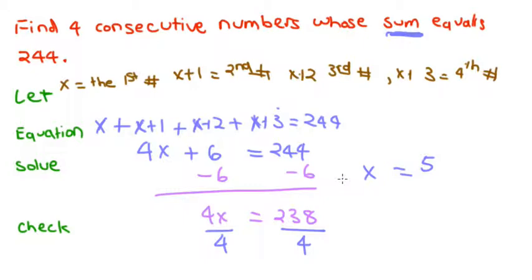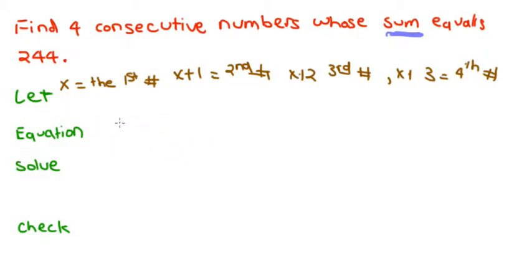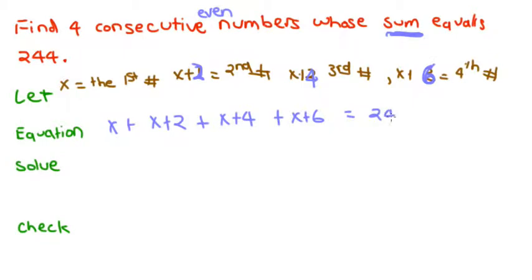That's what I did wrong. It's not 4 consecutive numbers, it's 4 consecutive even numbers. So instead of x plus 1 as the second one, x plus 2 because it's even, and x plus 4, and x plus 6. That's what I did wrong here. Sorry. So x plus x plus 2 plus x plus 4 plus x plus 6 is equal to 244. Sorry about that.